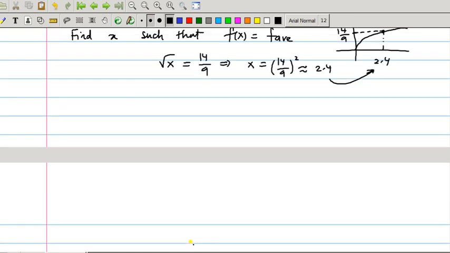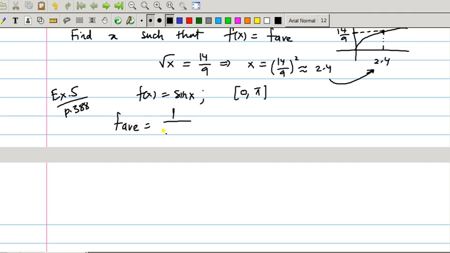Exercise 5, page 388. So the function is given, sine x, and the interval is given from 0 to pi. So the average value of my function will be 1 over b minus a, pi minus 0, times the integral from 0 to pi of sine x dx. Simple formula. So now we know that 1 over pi, sine x has the integration minus cos x, from 0 to pi.